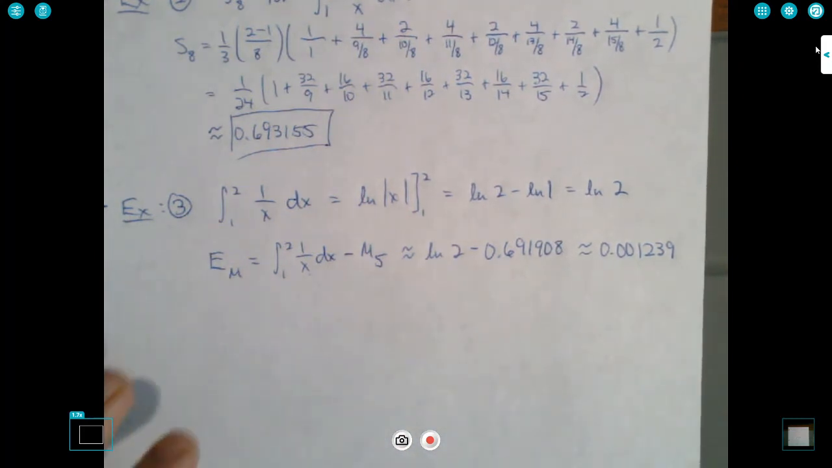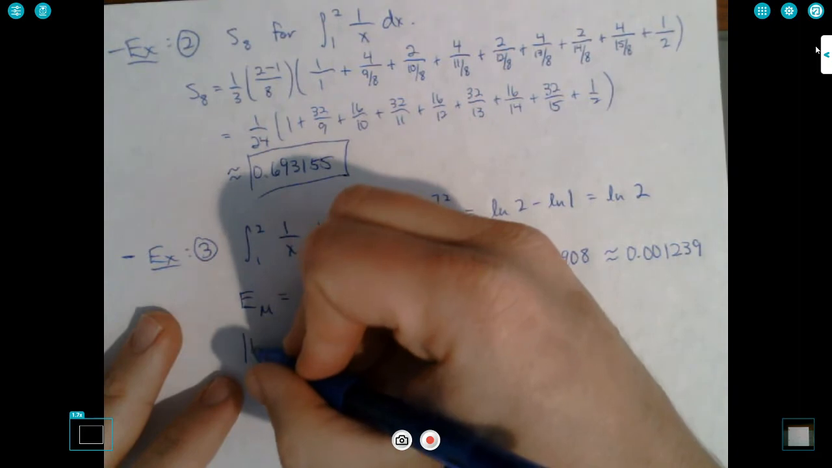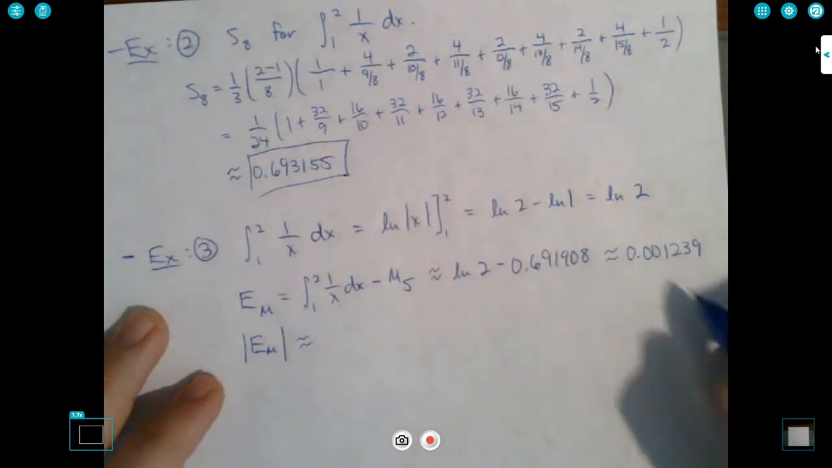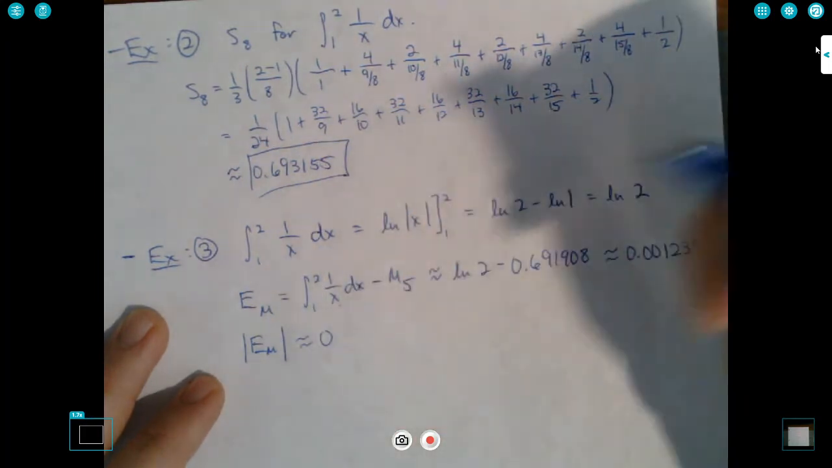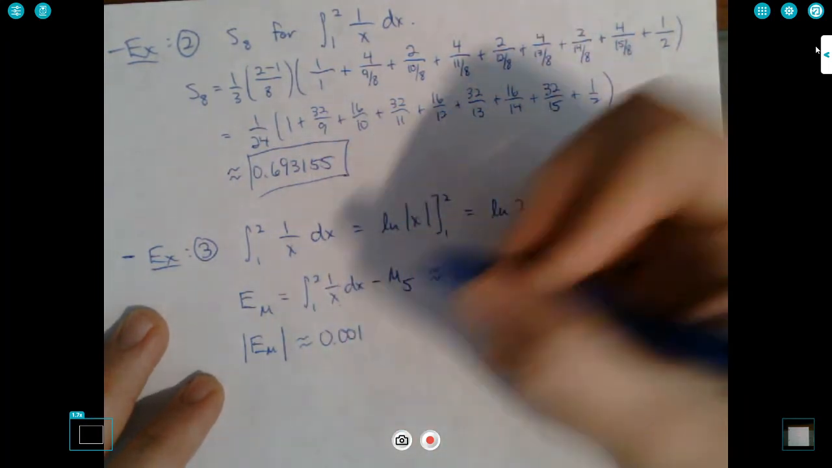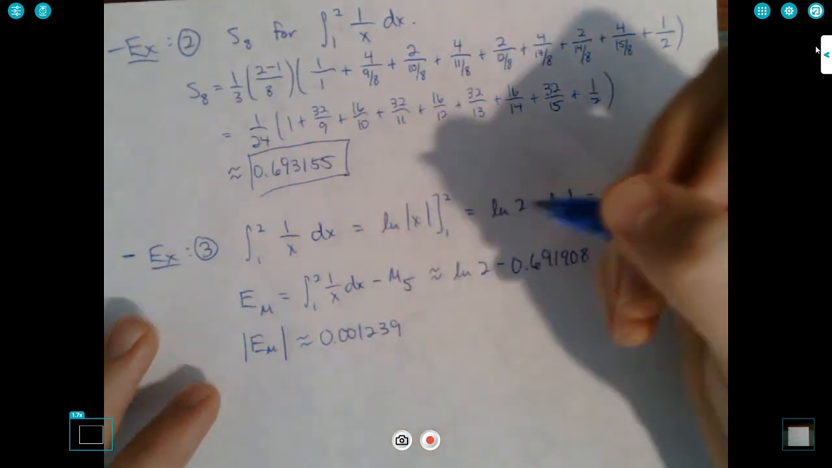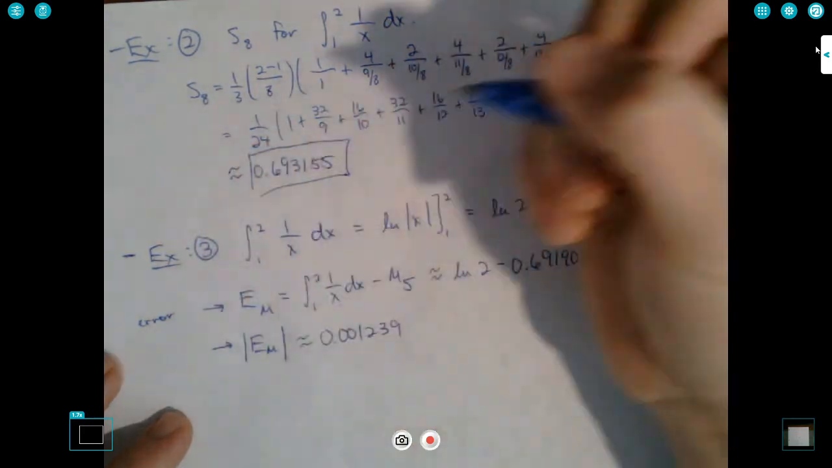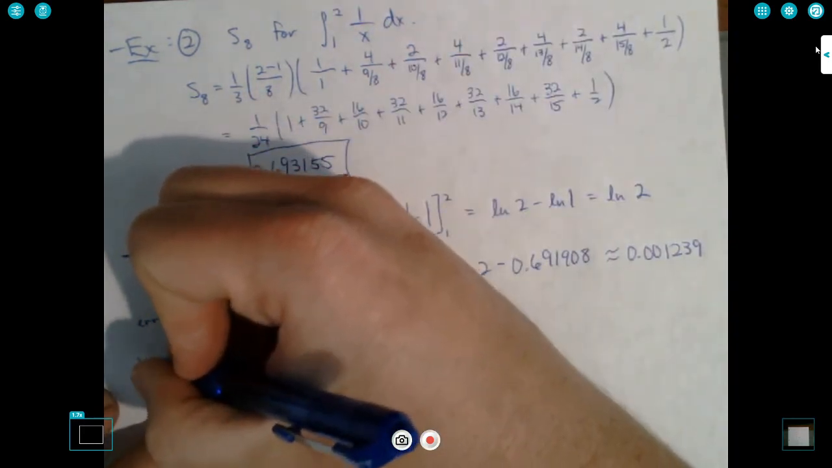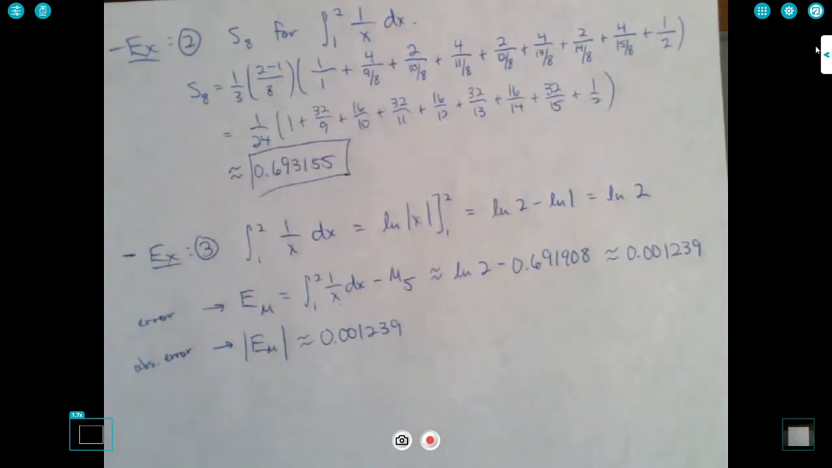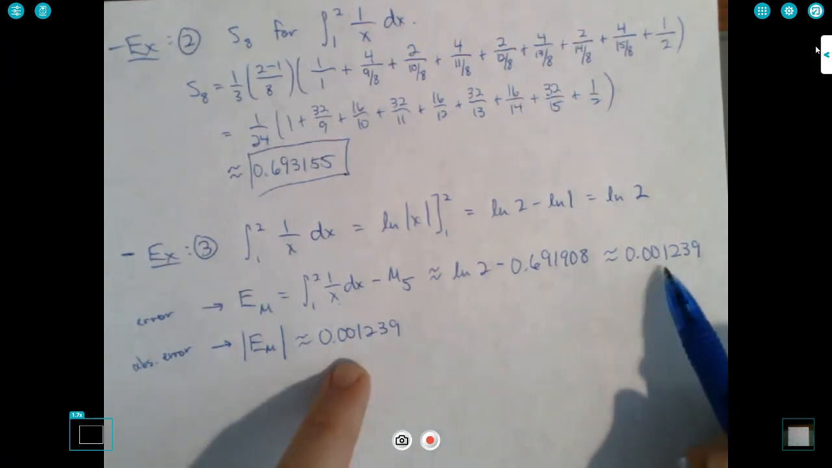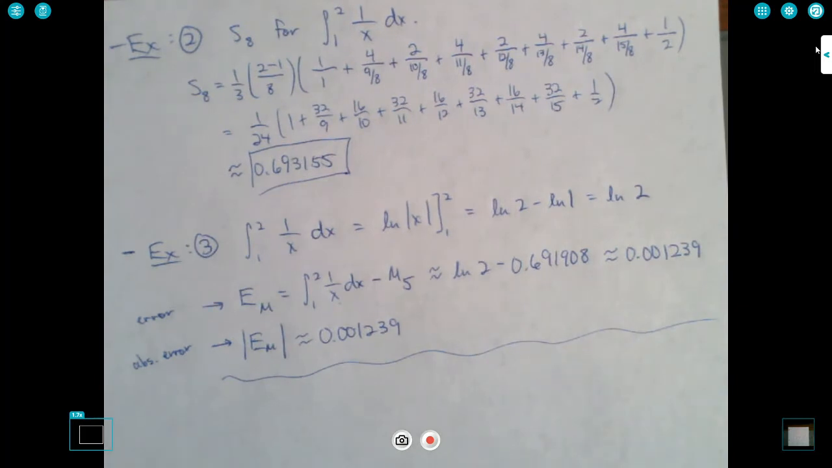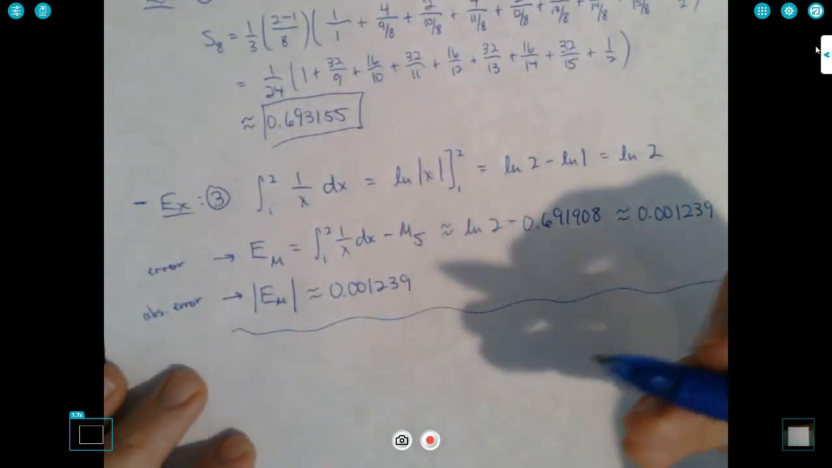The absolute error would just be the absolute value, right? Which, you know, this was already positive, so they're the same number, 0.001239. So this is the error, and this is the absolute error, which happened to be the same thing in this case, since the error was already a positive number. Okay, so that's for the midpoint. We want to do this for the trapezoidal and for Simpson's rule as well.